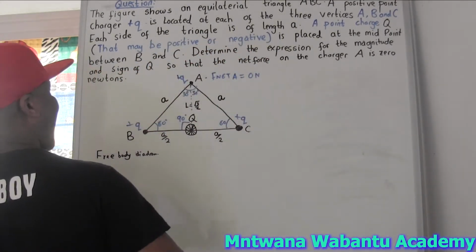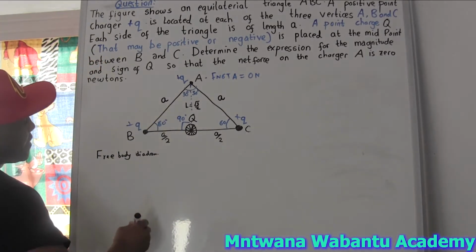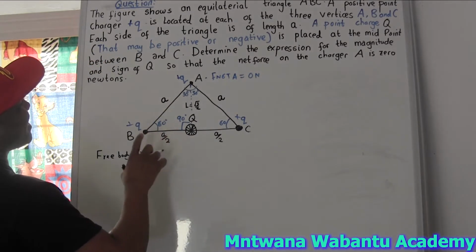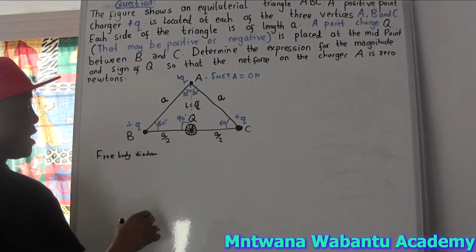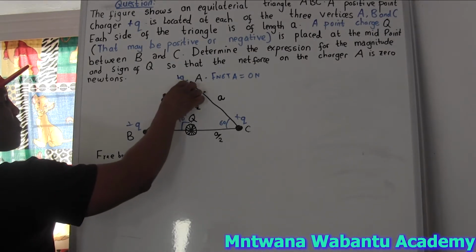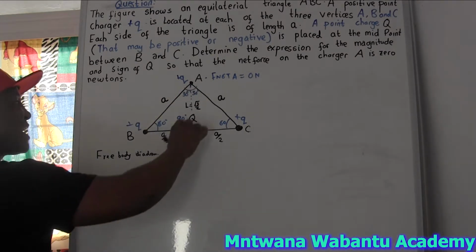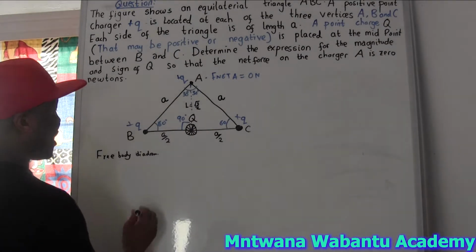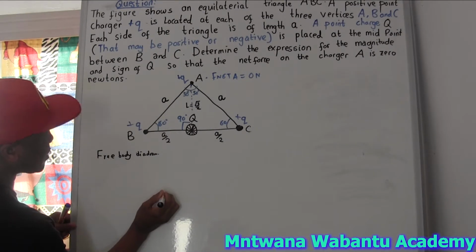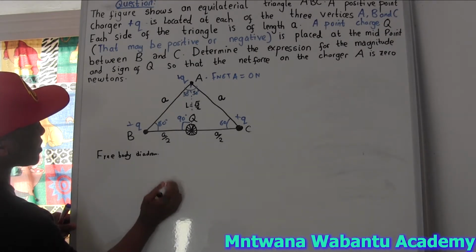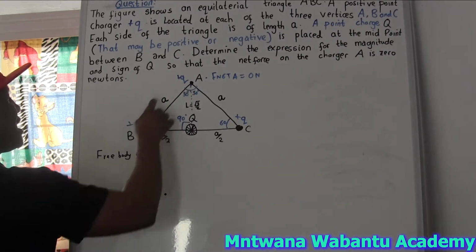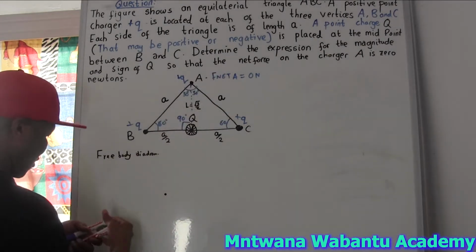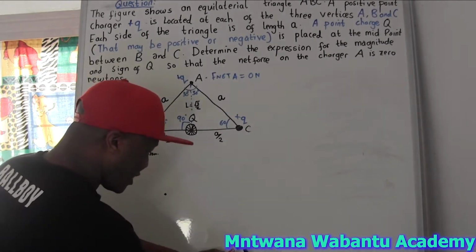Okay, now let's go to the free body diagram. So how are we going to do the free body diagram? Look, first and foremost, I want to get the force from each one. I can get the force from here to here first, and I can get the force from here to here first. So first and foremost, I can get this force of AB. Let me get the force everywhere.